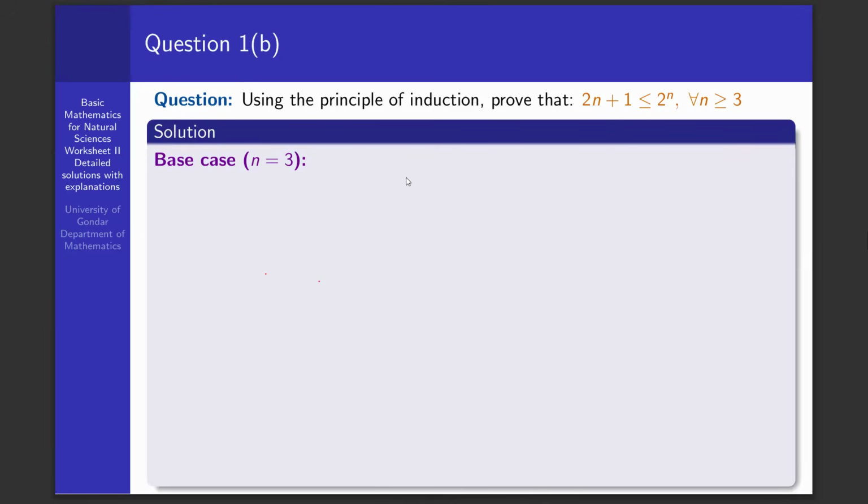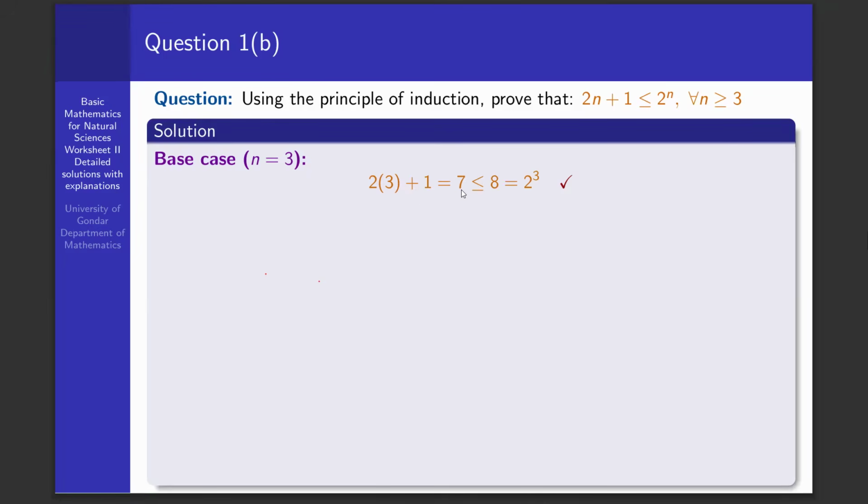The base case is simply the first value of n here, which is 3. So we have to check whether this statement is true for n equal to 3. Directly substituting 3 in place of n here, we have 2 times 3 plus 1, which is equal to 7. Again, this 7 is less than or equal to 8, which is 2 cubed. So the statement holds true for n equal to 3.